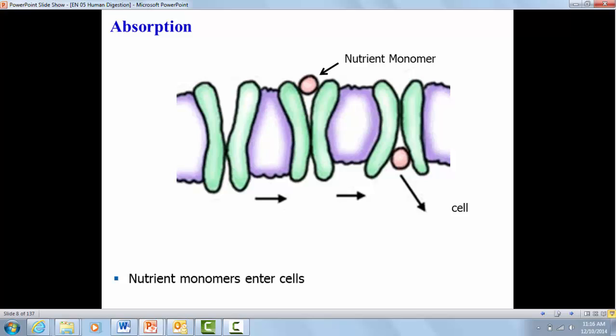Absorption, that third stage, is when the nutrient monomers, so the tiny pieces of carbohydrate, the glucose, the tiny pieces of protein, the amino acids, are actually entering the cells.